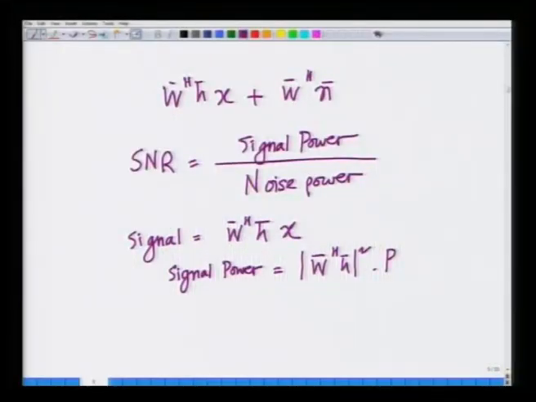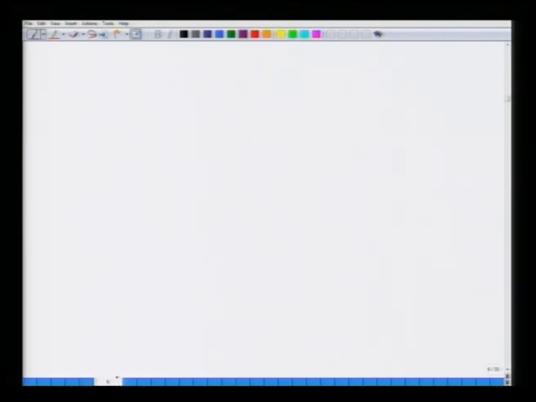Now, we have W bar Hermitian H bar times x. Because this has multiple links, this is a multiple antenna system, we are combining the signals. The received signal is W bar Hermitian H bar times x. So, the signal power is nothing but the magnitude of W bar Hermitian H bar, squared, times P. Alright. Now, let us do something slightly more difficult, which is to compute the noise power. That is not obvious from what we have written above.